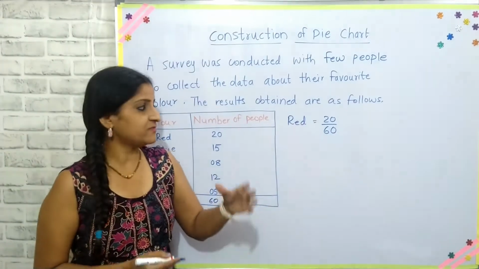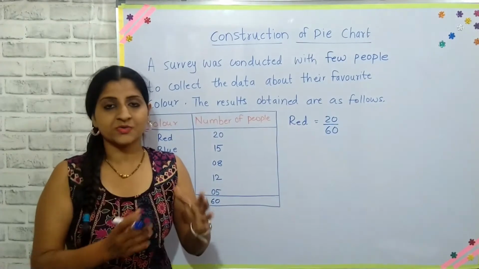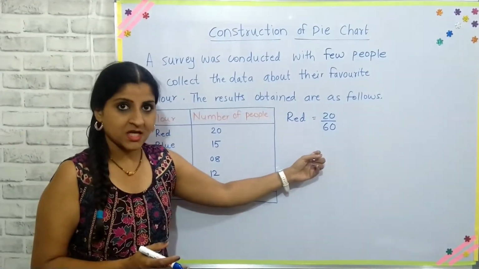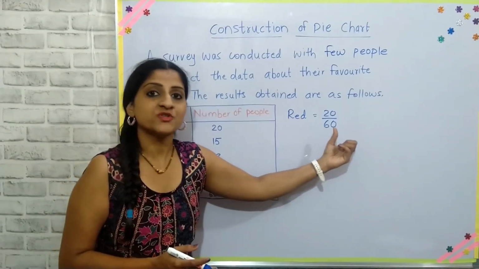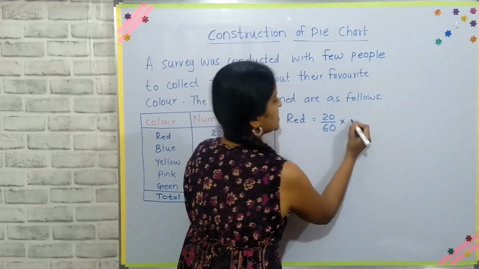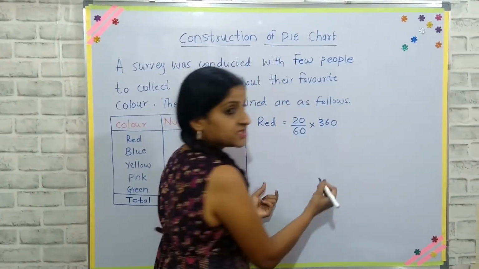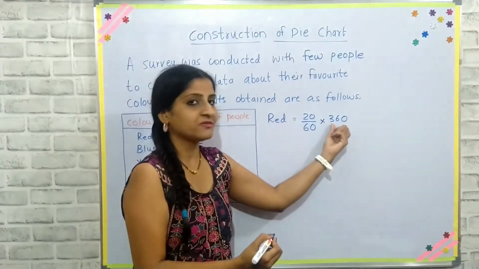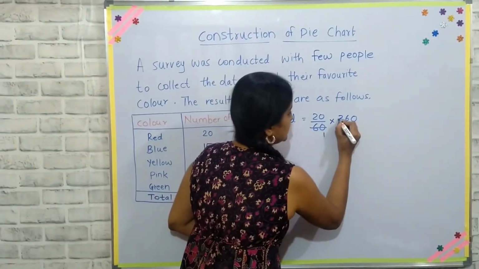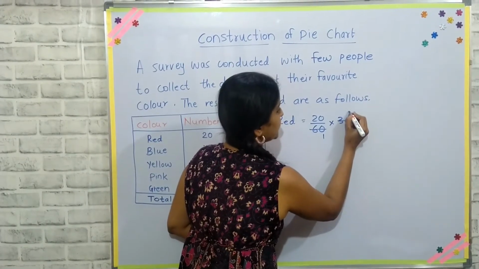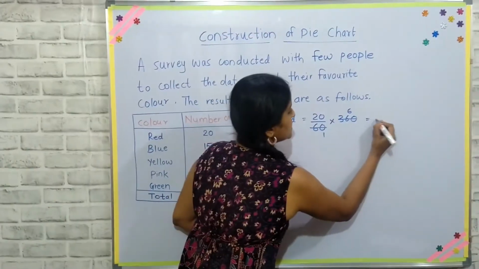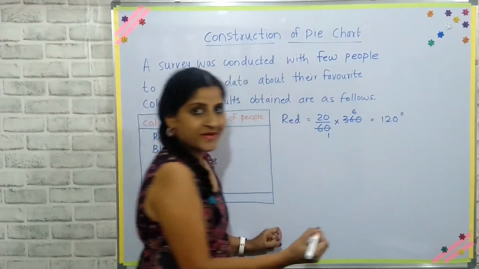So to find that, first of all we know that a circle altogether is of 360 degrees. So if 20 out of 60, that represents how much of the angle in a circle will be calculated by 20 upon 60 multiplied by 360, because it's a part of that 360. So when I simplify this, 60 times 1 and 60 times 6 will be 360. 20 multiplied by 6, it will be 120 degrees.